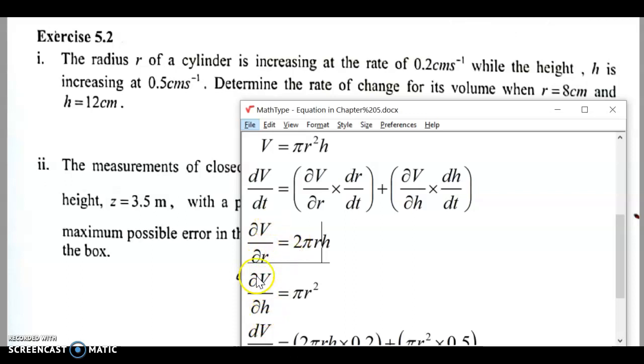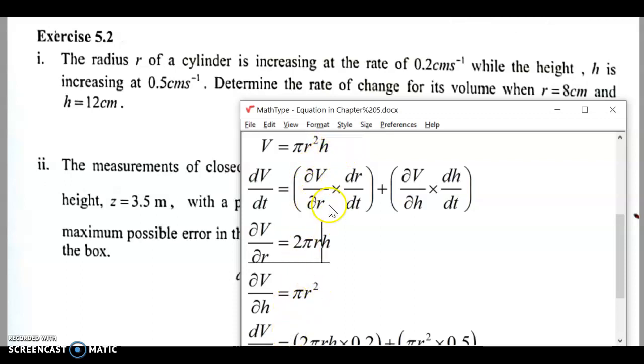So if we conduct the partial derivative in terms of r, right, h here will become a constant with pi. Pull it out, r squared will become 2r. So we get 2 pi rh. As for the partial derivative in terms of h, r squared will become a constant with pi. So h will be derived. So it becomes 1, so we'll get pi r squared.